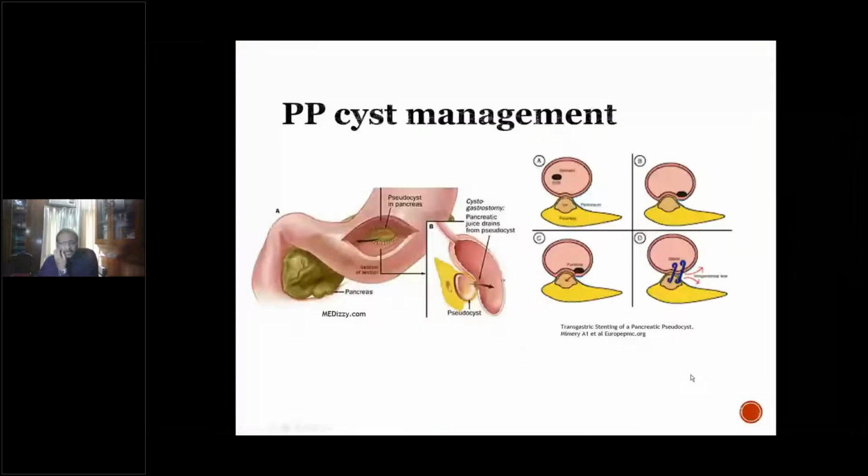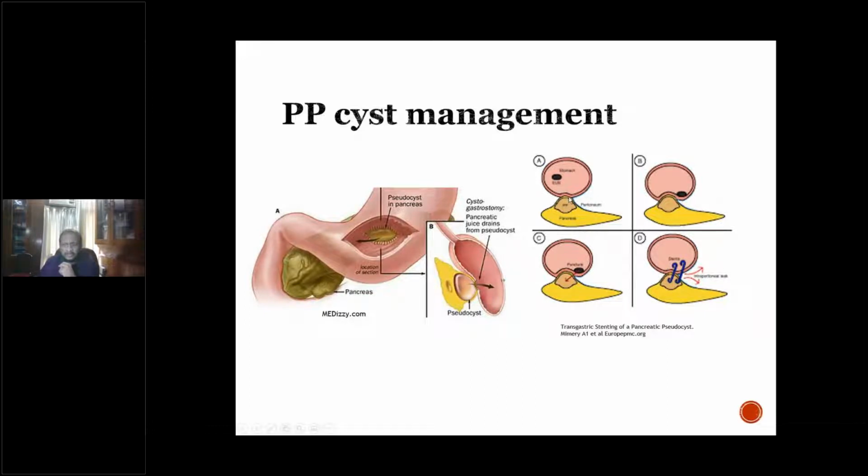This is a diagrammatic representation of pseudocyst management. See, this is the posterior wall of the stomach, and there the cyst. So what do you do? You open up the posterior wall and you anastomose the anterior wall of the cyst to the posterior wall of the stomach. So that has been anastomosed. So now you have got an opening. This is how it looks like. See, posterior wall, anterior wall of the cyst, posterior wall of the stomach.